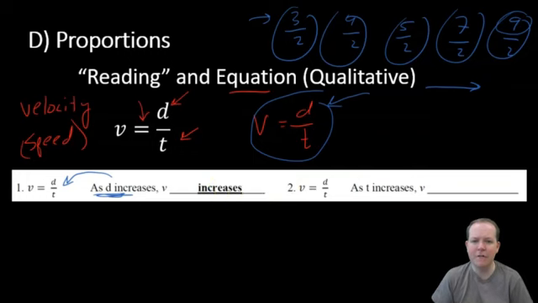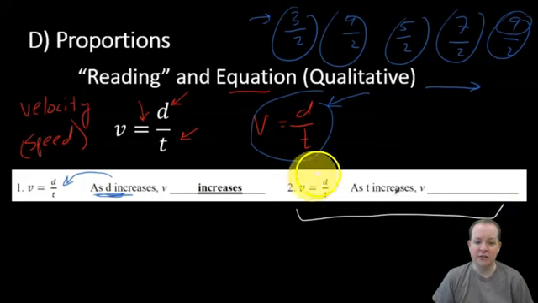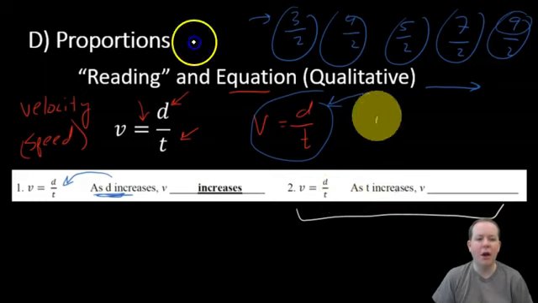Let's look at this example here. I'm going to flip over to white, number 2 here. It says, here's the same equation. As the time, that's in the denominator.